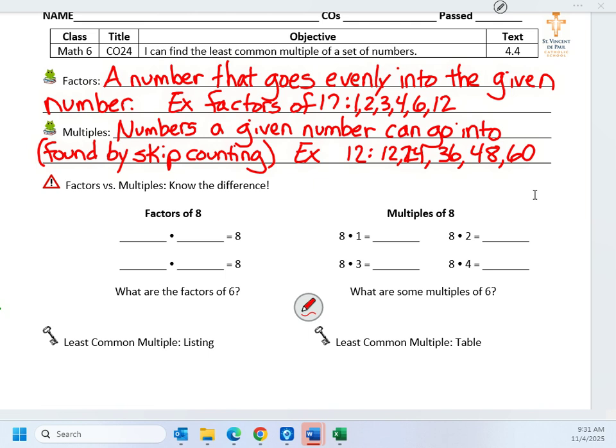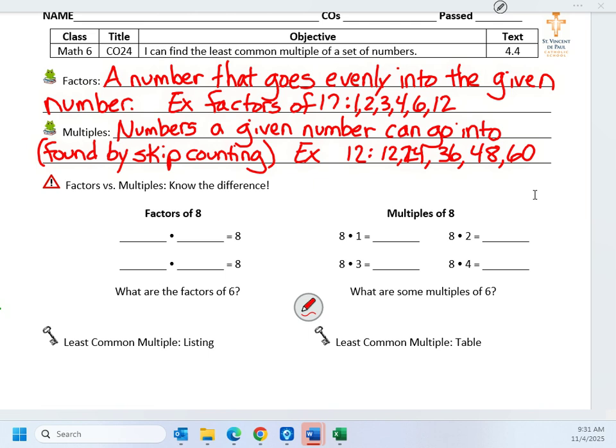So always remember, factors are going to be small numbers. Multiples, you're multiplying up, they're going to get huge. They keep getting bigger. So, factors versus multiples, know the difference. I'm telling you, I always have friends mistake the two and forget what they're doing.